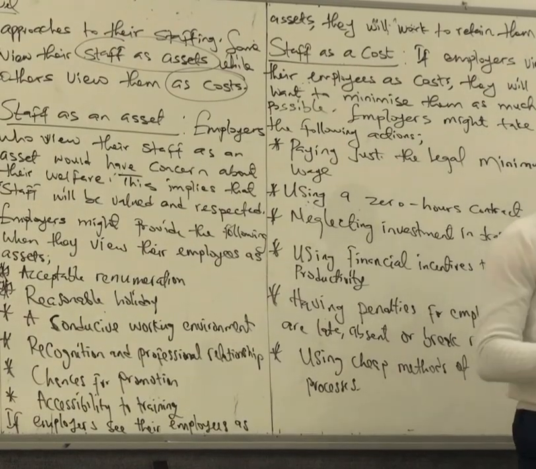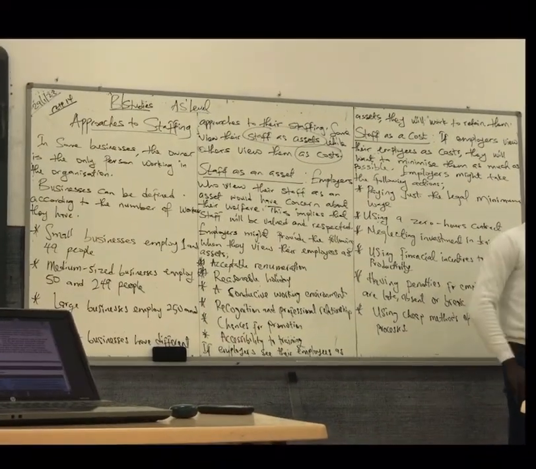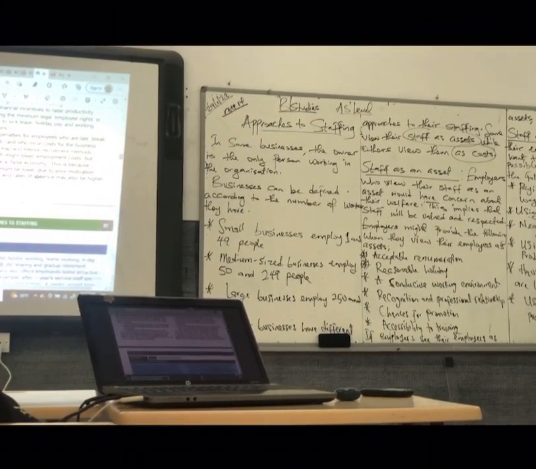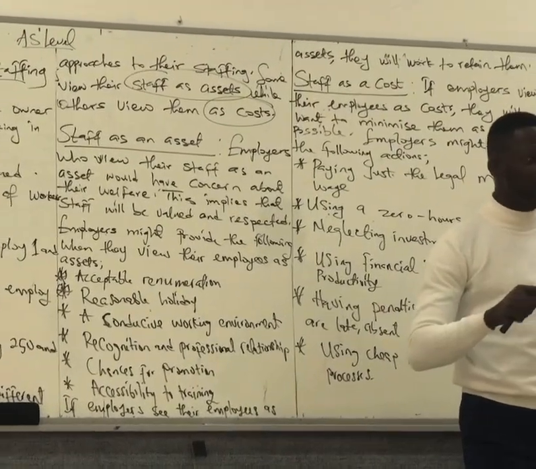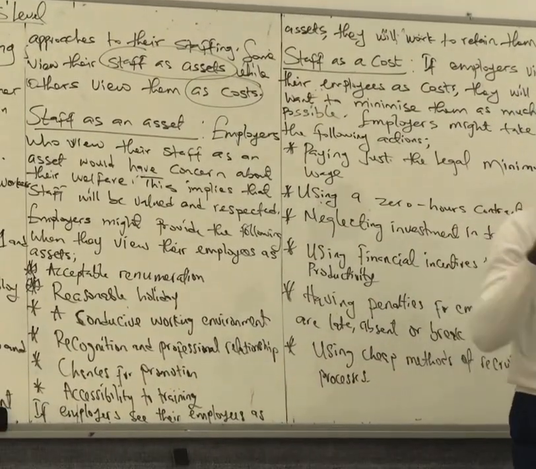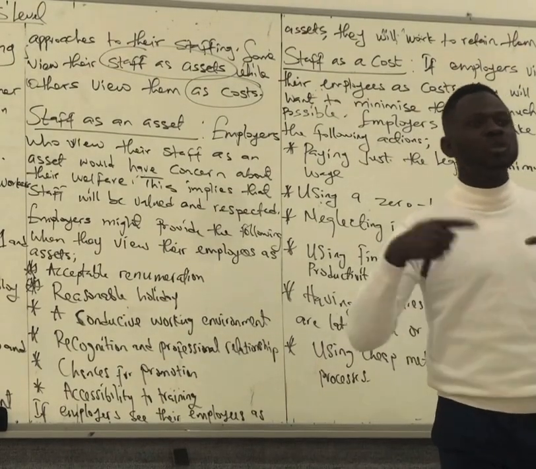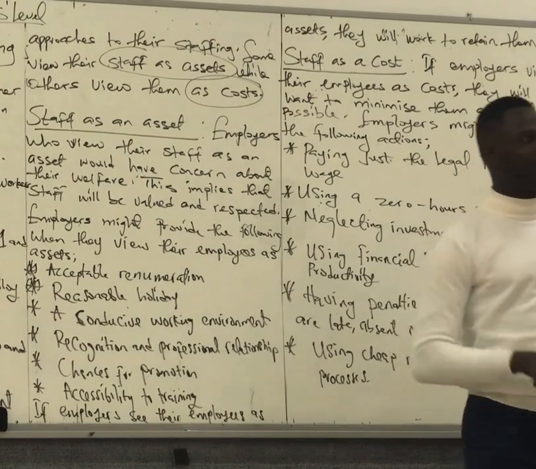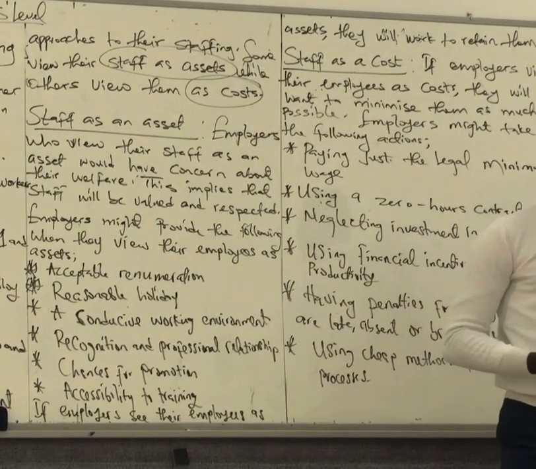Do you understand staff as a cost? Staff as an asset: if you are seeing staff as an asset, it is good for the business, because productivity will increase. But if you are seeing staff as a cost, it is not good for the business, because you would need to give them incentives to increase productivity. That's the difference between staff as a cost and staff as an asset. Is it clear? Any question about it?